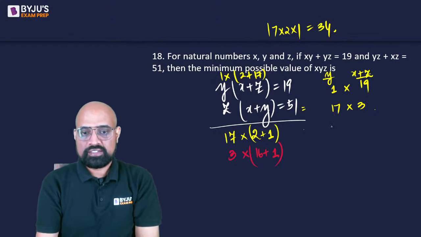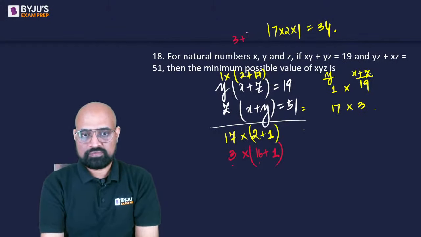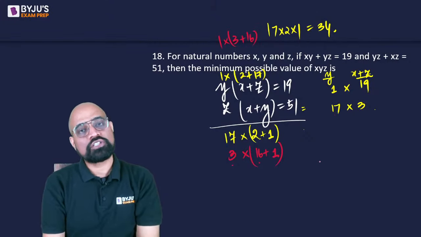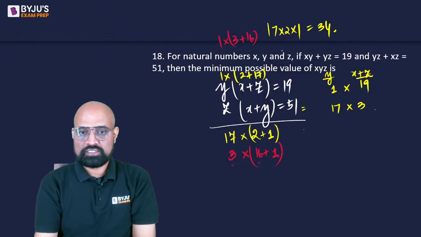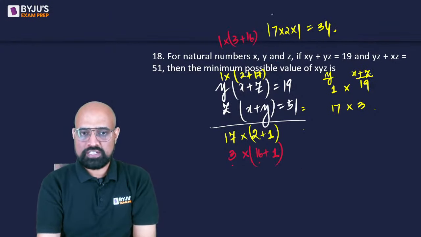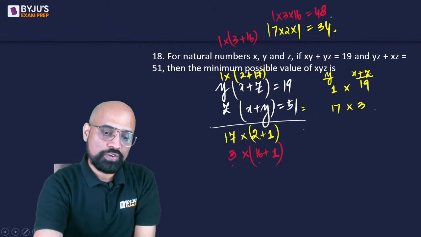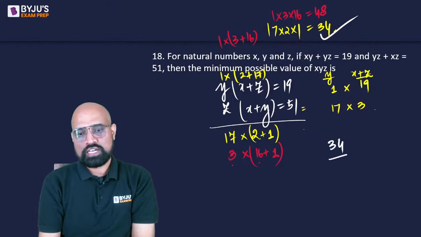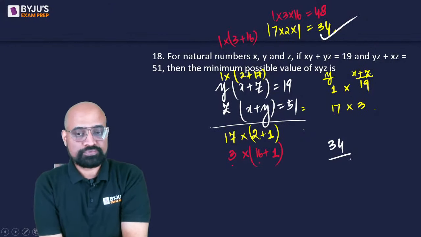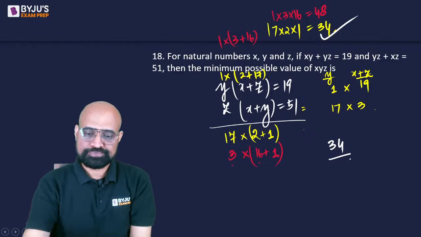Such that 3 plus 16 is 19 into 1, and 3 into 16 plus 1 is 51. So either say the product of xyz is going to be 1 into 3 into 16, which is going to be 48. So we have two values. Out of these two values, the smaller one is 34, of course. So that should be the answer. Theta, type in 34.